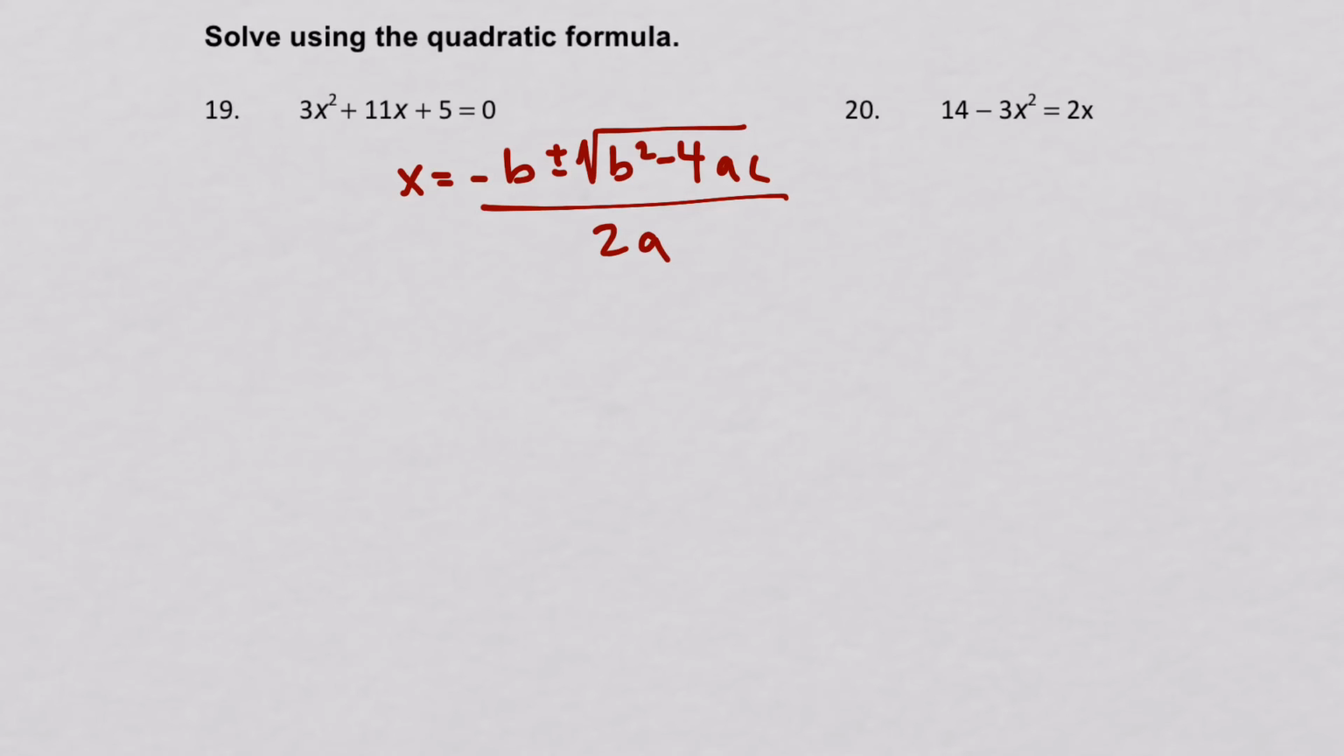The only advice I will give you is on number 20. Make sure, once again, like I said in the last few ones, make sure you make it equal to 0. So you're going to subtract 2x. And then after you do that, put it in standard form, because otherwise you're going to think a is 14 and it's not, right? So first make it equal to 0 and also put it in standard form. That way you can actually substitute in the correct values. Okay, so go ahead, pause the video right now. Work on the problems on your own. And then once you're done, come back and check your answers.